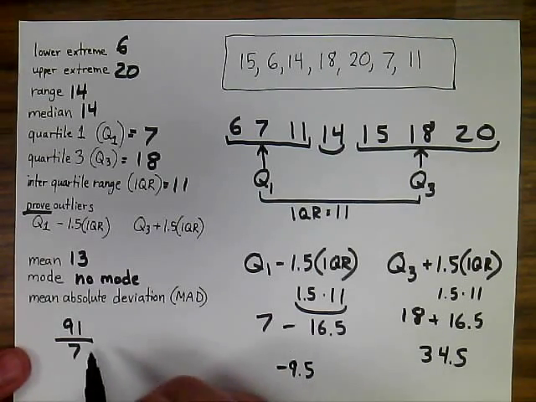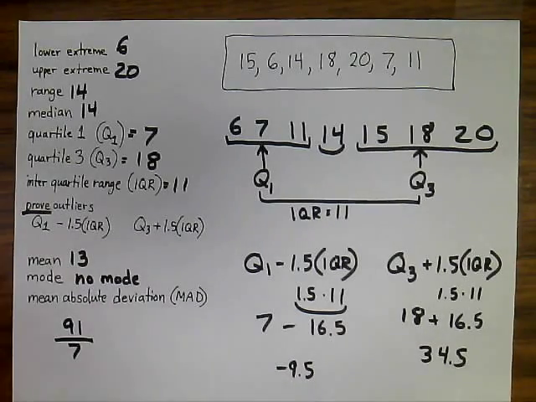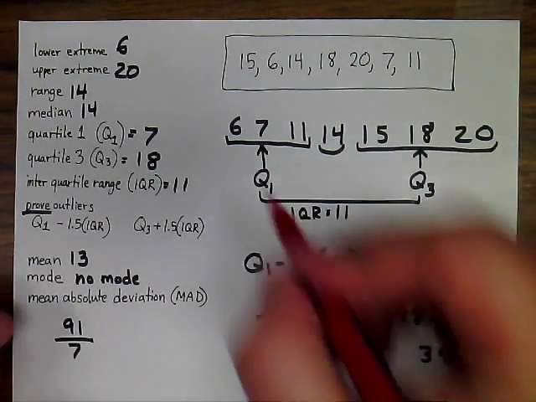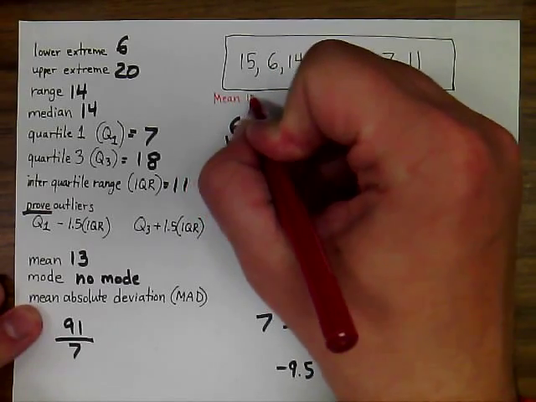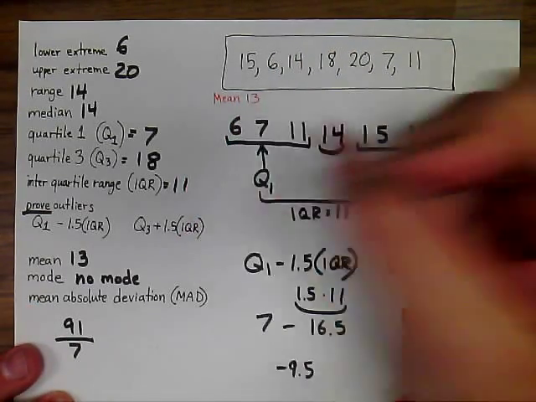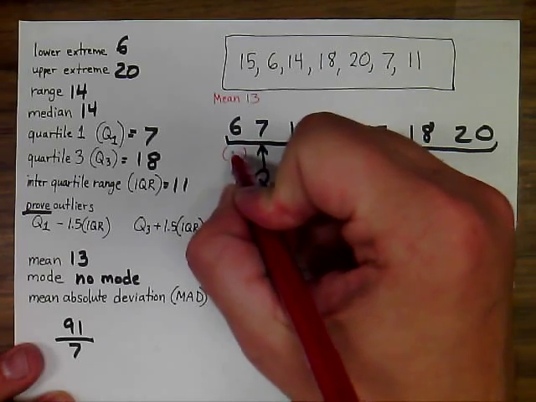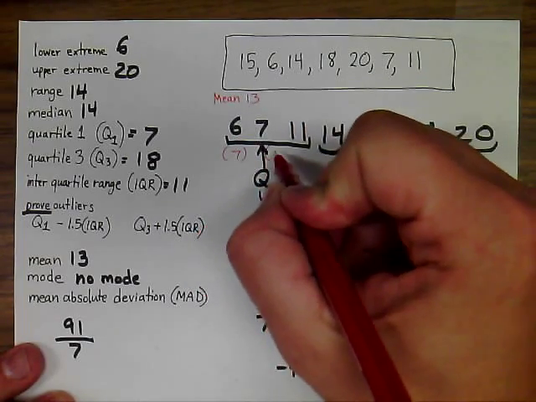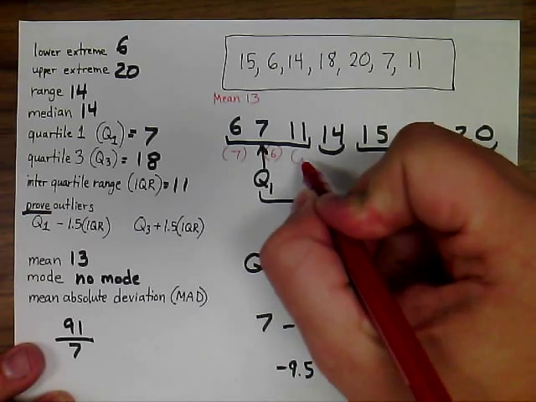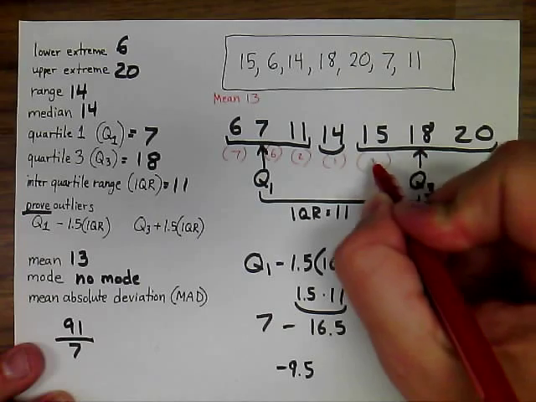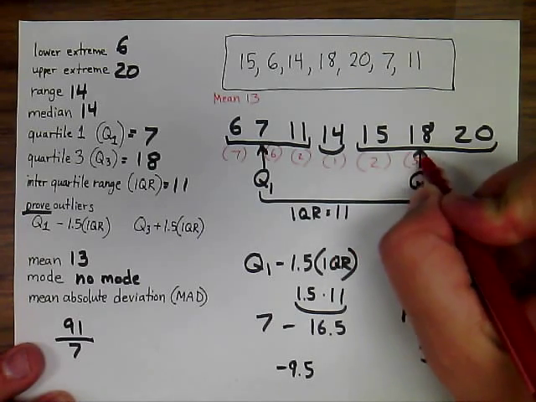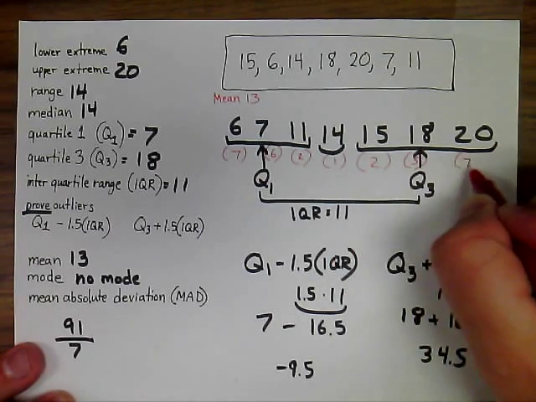Now, because we know that the mean is 13, what we need to identify now is how far each of these numbers are from our mean of 13. So you can see the 6 is away from the mean by 7. The 7 is away from the mean by 6. The 11 is away from the mean by 2. The 14 is off by 1. The 15 is off by 2. The 18 is off by 5. And the 20 is off by 7.